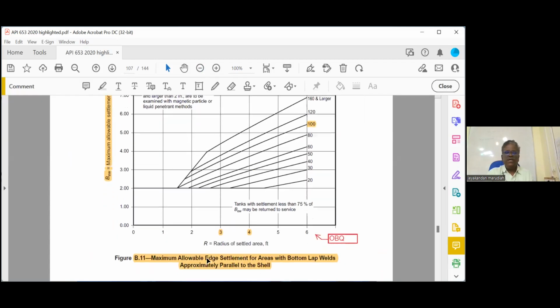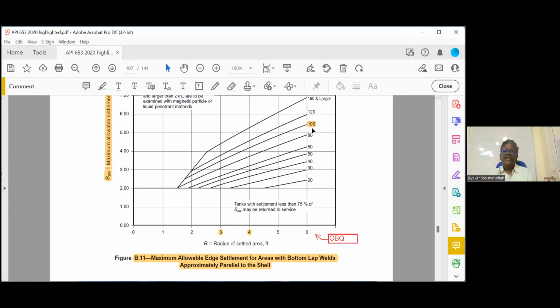You can see the bottom. Maximum allowable edge settlement for areas with the bottom lap joints approximately parallel to the shell. That means there is no perpendicular joint. Perpendicular joints will be the annular plate joint. Annular plate will be perpendicular to the shell. Where there are no annular joints, this is the graph you have to follow.